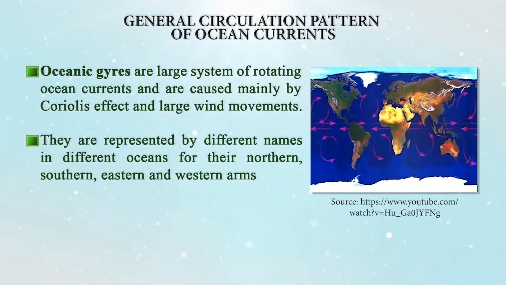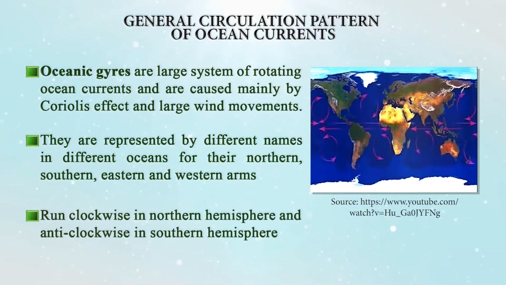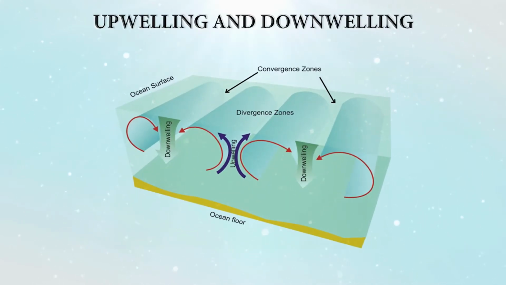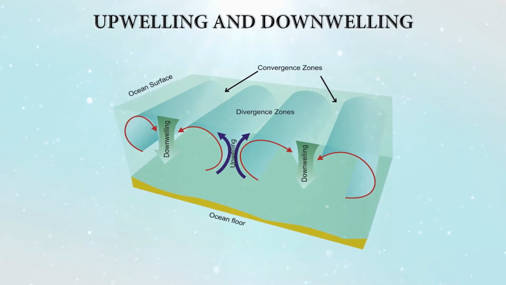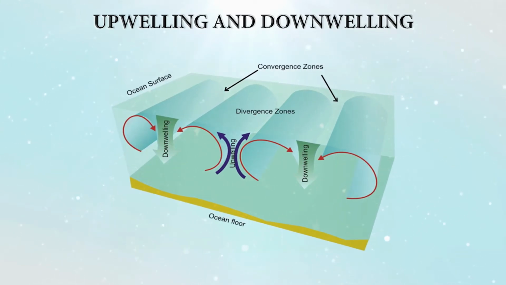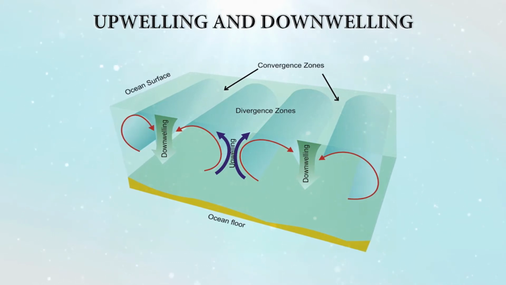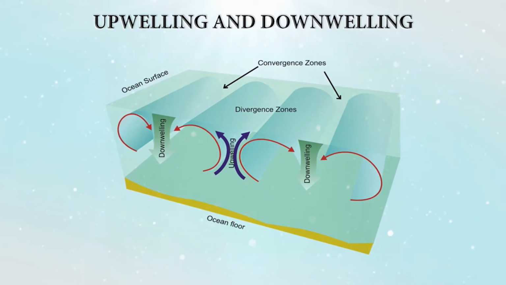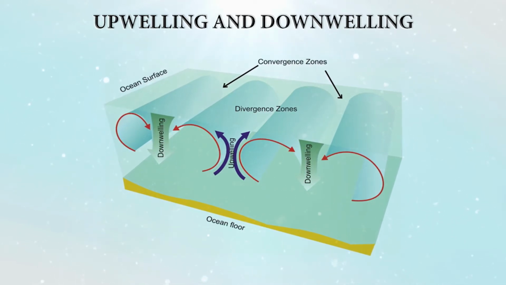They are represented by different names in different oceans for their northern, southern, eastern and western arms, and they run clockwise in the northern hemisphere and anti-clockwise in the southern hemisphere. And one more thing: when there is divergence of ocean currents, then upwelling of water occurs, and when there is convergence of ocean currents, then downwelling of water occurs, and you should understand this while learning. Let us come to the oceanic currents of the Atlantic Ocean.